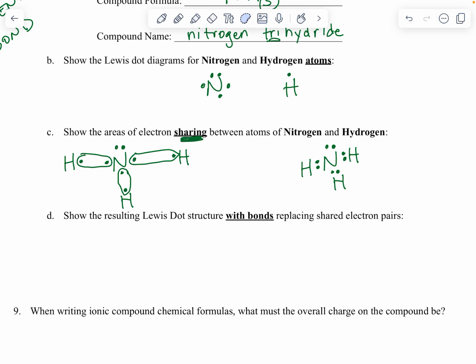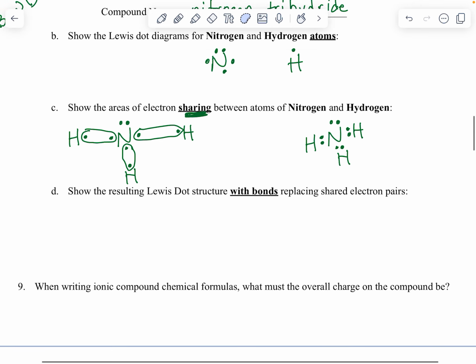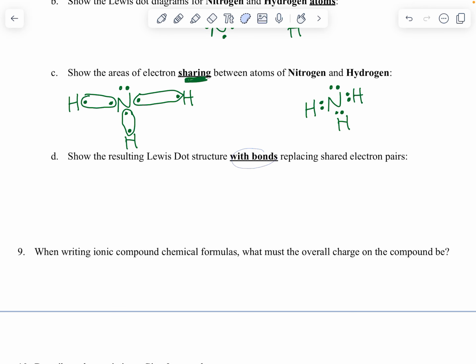And, of course, hydrogen, that's an exception to the octet rule, has the 2 electrons that it wants to make it feel like it is full. So what we have to do is make sure that we note that this is great to show, but we do want to replace those shared regions with actual bonds.